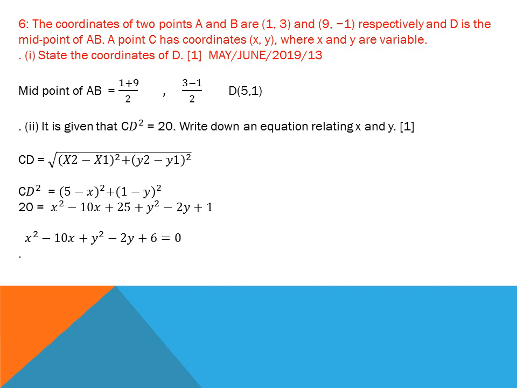So when I expand the formula, (5 minus x) whole squared and (1 minus y) whole squared, I will find that x squared minus 10x plus y squared minus 2y plus 6 is equal to 0. No need to simplify this further because it carries only 1 mark. Only expand the distance formula here.